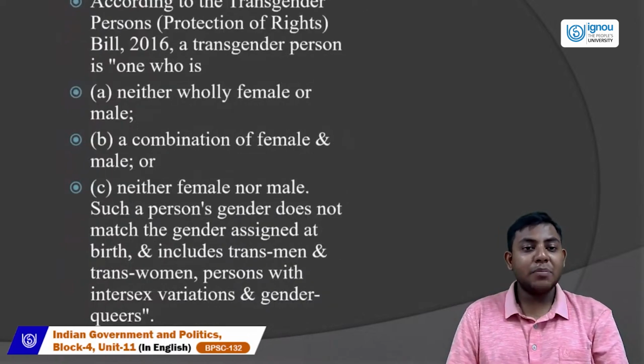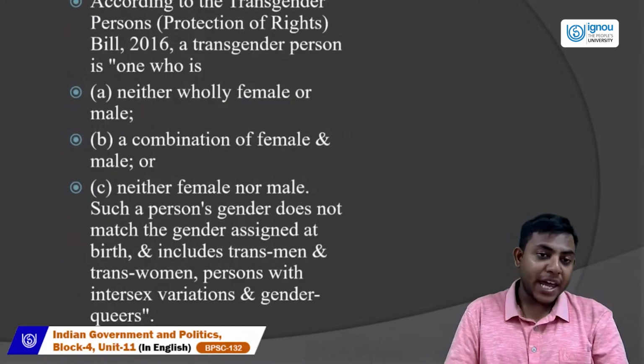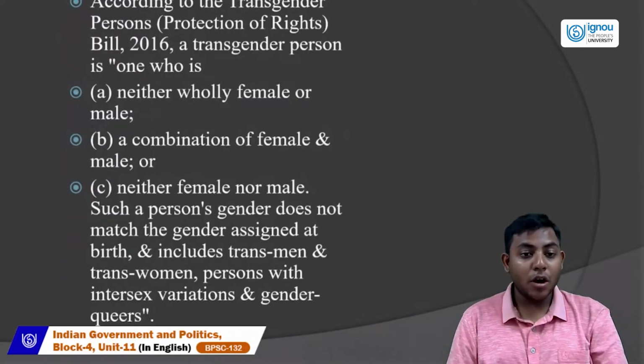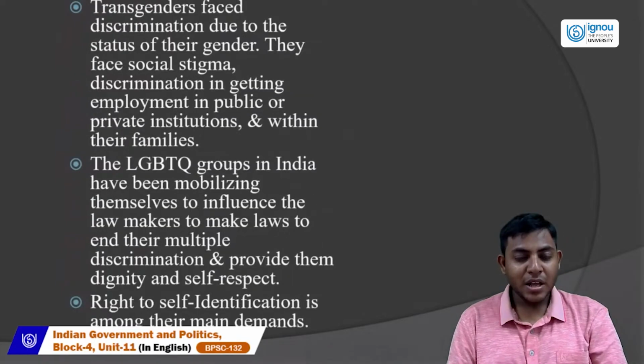According to the Transgender Persons Protection of Rights Bill of 2016, a transgender person is one who is A. Neither wholly female or male, B. a combination of female and male, or C. neither female nor male. Such a person's gender does not match the gender assigned at birth and includes trans men and trans women, persons with intersex variations and gender queers.